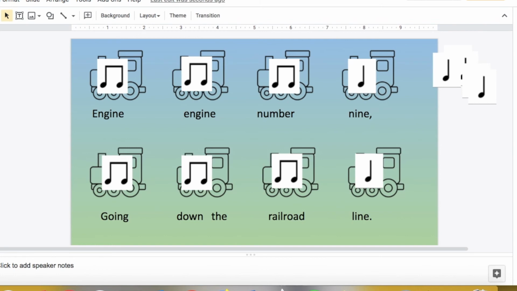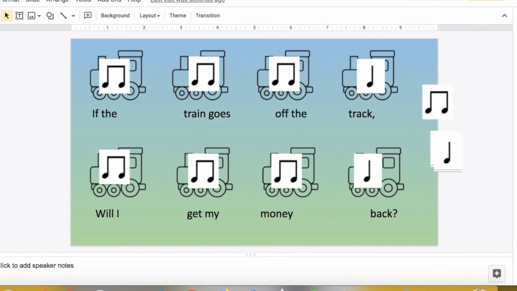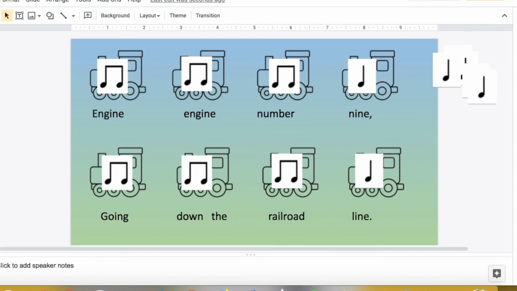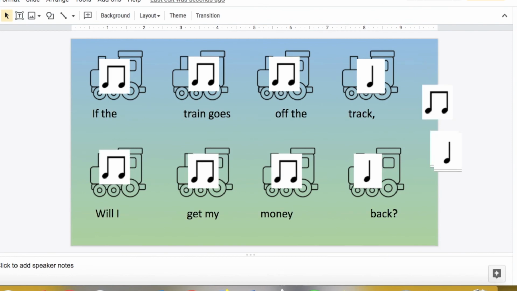Let's try it again with the tas and the TTs. Here I go. TT, TT, TT, ta. TT, TT, TT, ta. One last time. This time we're going to say the tas and TTs and we are going to clap the rhythm. Here we go. TT, TT, TT, ta. TT, TT, TT, ta.